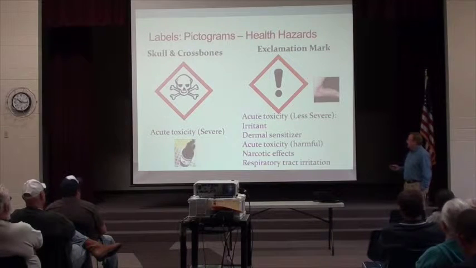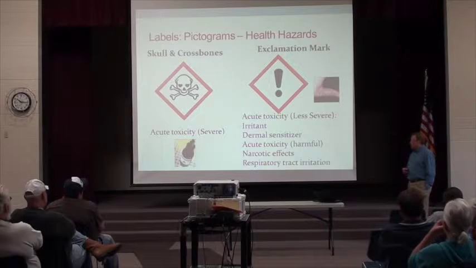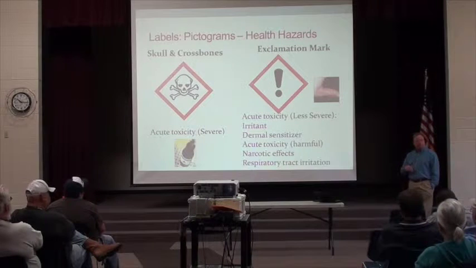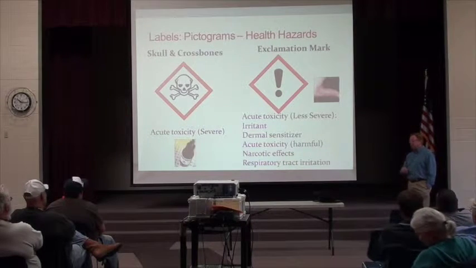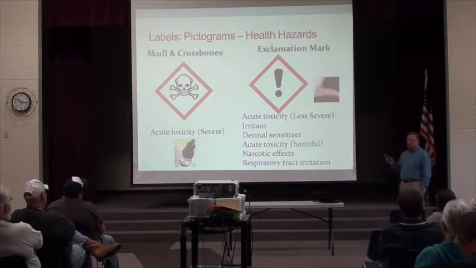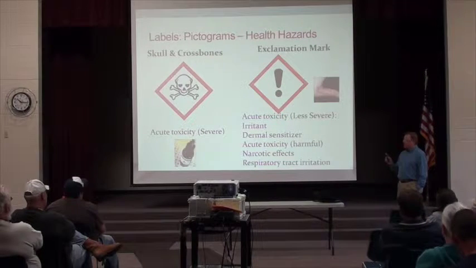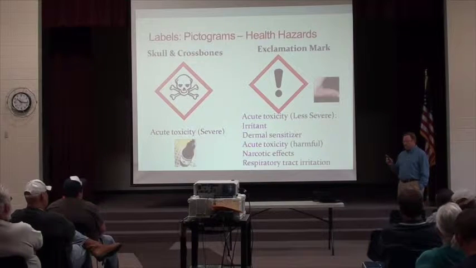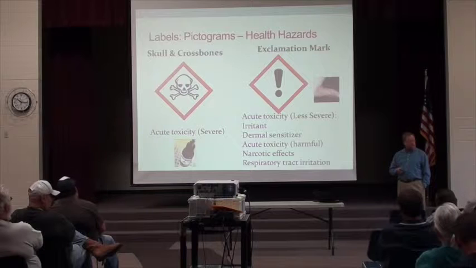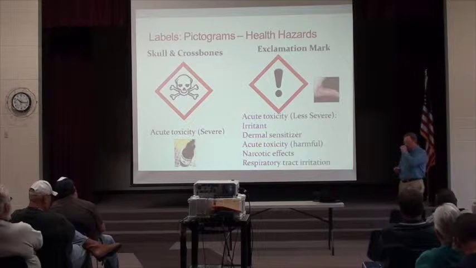And you can see it says it can be acute toxicity, where we talked about stuff being toxic just a few minutes ago. It can be severe. That skull and crossbones usually means something that can immediately have an effect on you, and it could be severe.